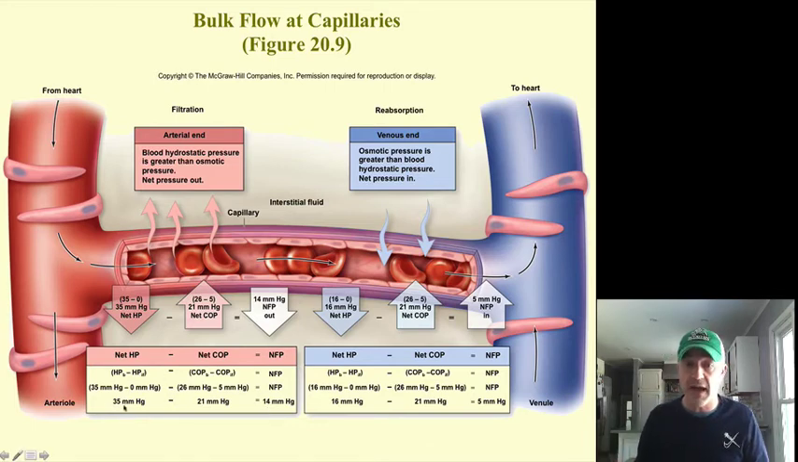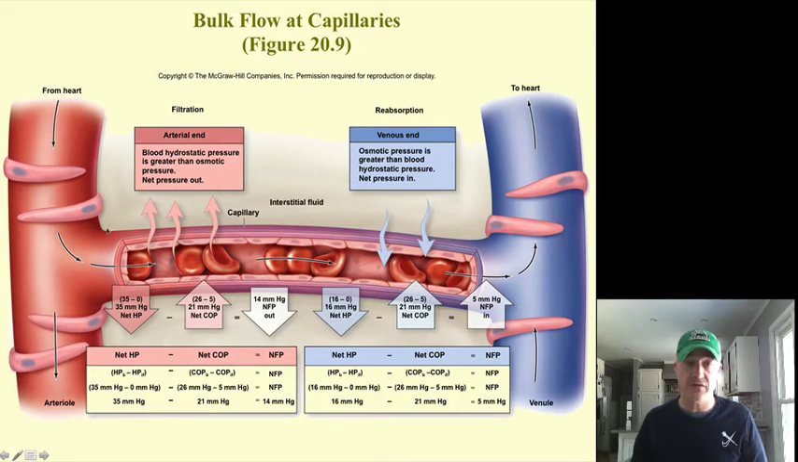If you look at the math here, the hydrostatic pressure at the arterial end pushing fluid out is about 35 millimeters of mercury. The pulling back in is only about 21 millimeters of mercury. What that means is we have a net flow pressure out of about 14 millimeters of mercury. This is saying the bulk flow of fluids at that arterial end favors fluids leaving the bloodstream. Again, this is a gradient.